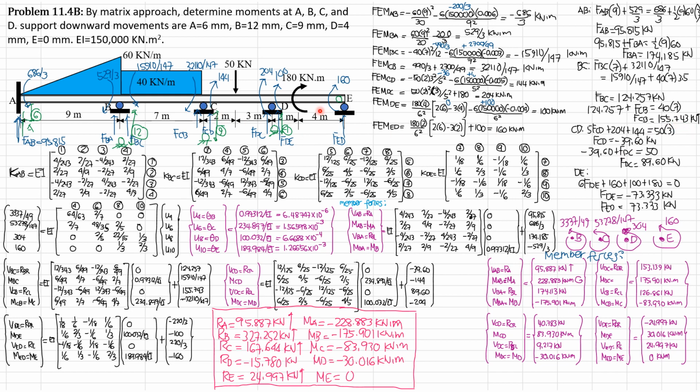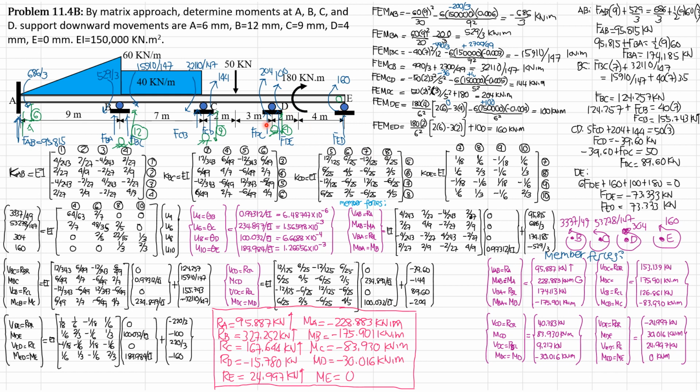Then for portion CD, FCD, summation moment D: FCD times 5 plus 204 plus 144 equals 50 times 3. So FCD is negative 39.6 kilonewtons. Then summation forces Y: negative 39.6 plus FDC equals 50. So FDC is 89.6 kilonewtons positive.